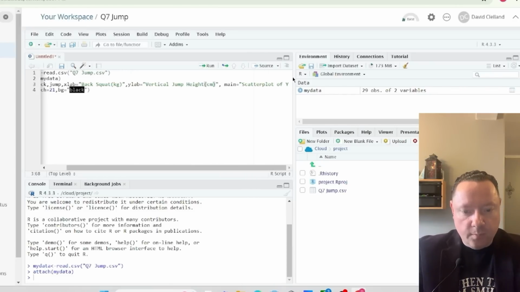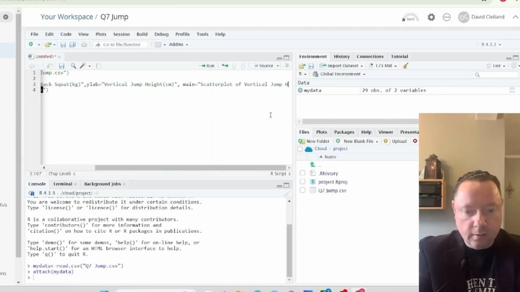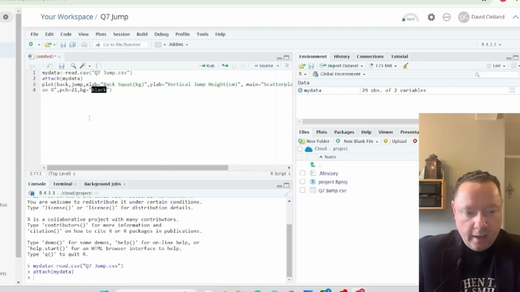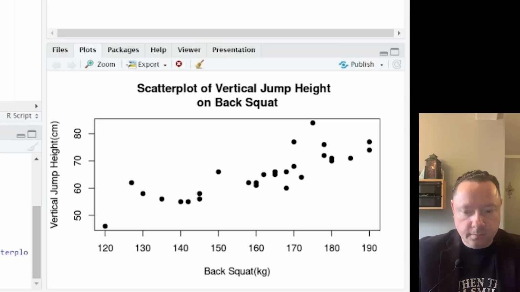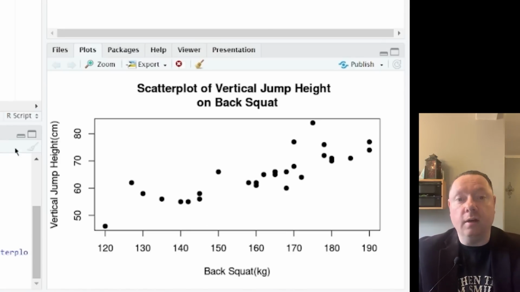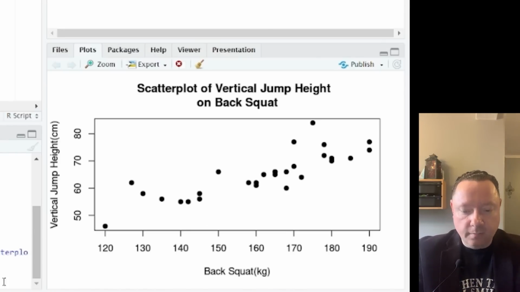main equals scatter plot of y, which is vertical jump height, on x, which is back squat. And Control Enter. And there we go, vertical jump height in centimetres, back squat in kilograms. Excellent there. Next part of the question.